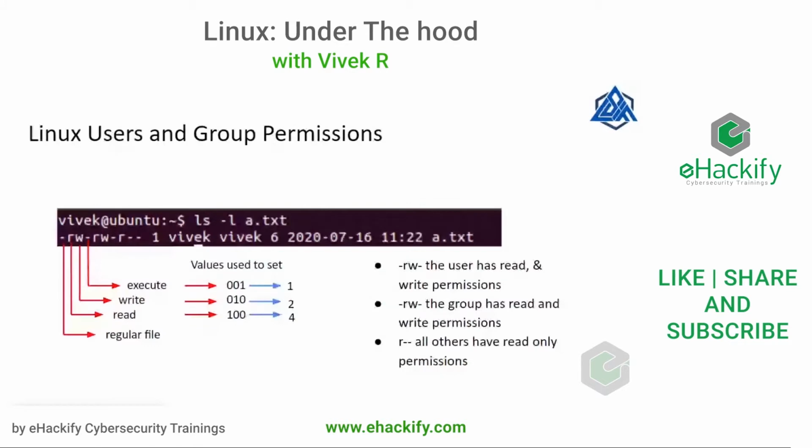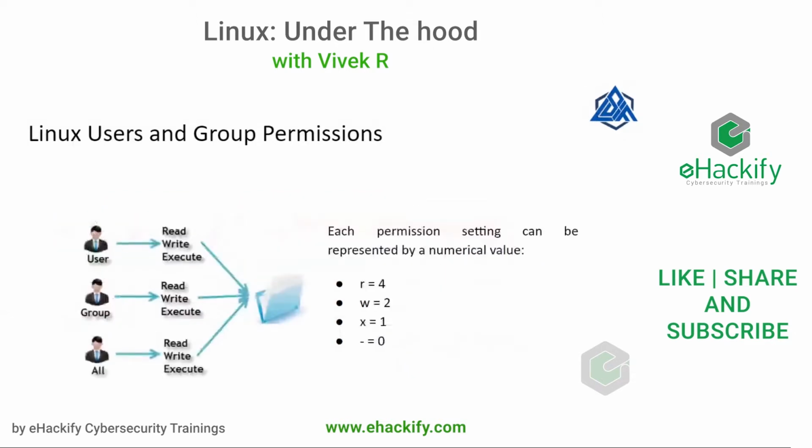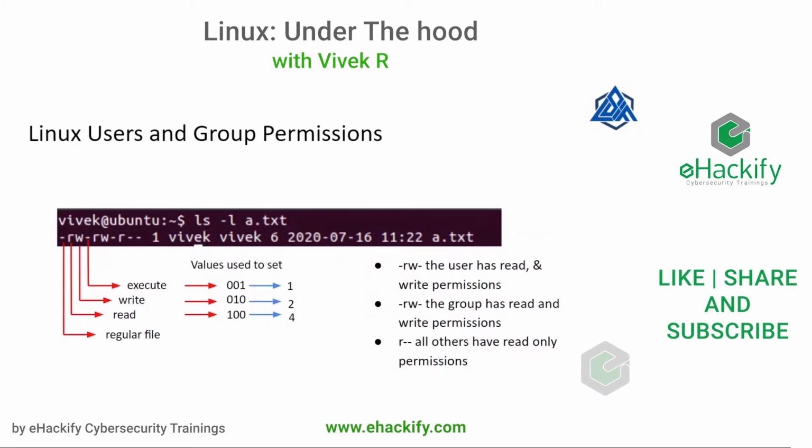Each read, write, and execute bit is associated with a particular value. The read is associated with the value 4, write with 2, and execute permission with the value 1. So altogether a user or a group can have a total permission value of 7, meaning 4 for read, 2 for write, and 1 for execute. So that is about Linux users and group permissions.